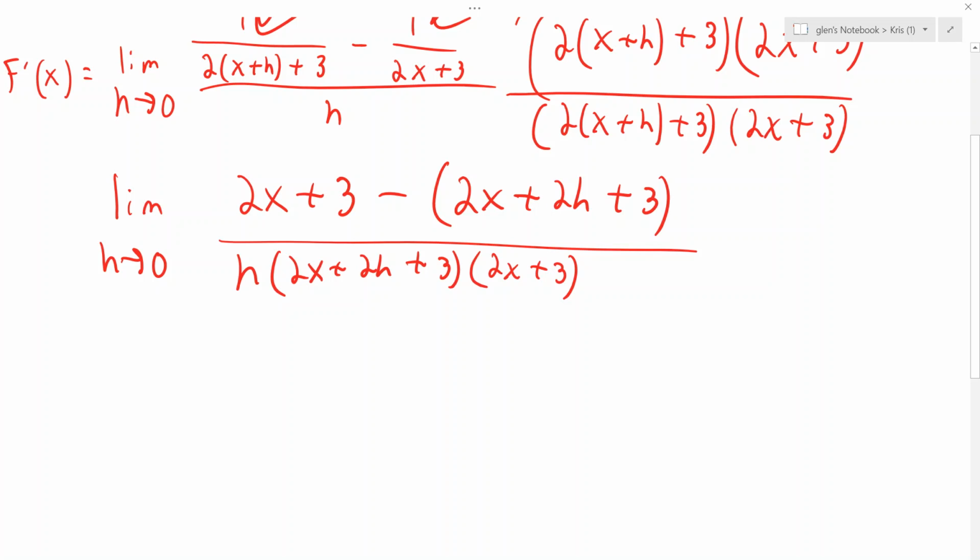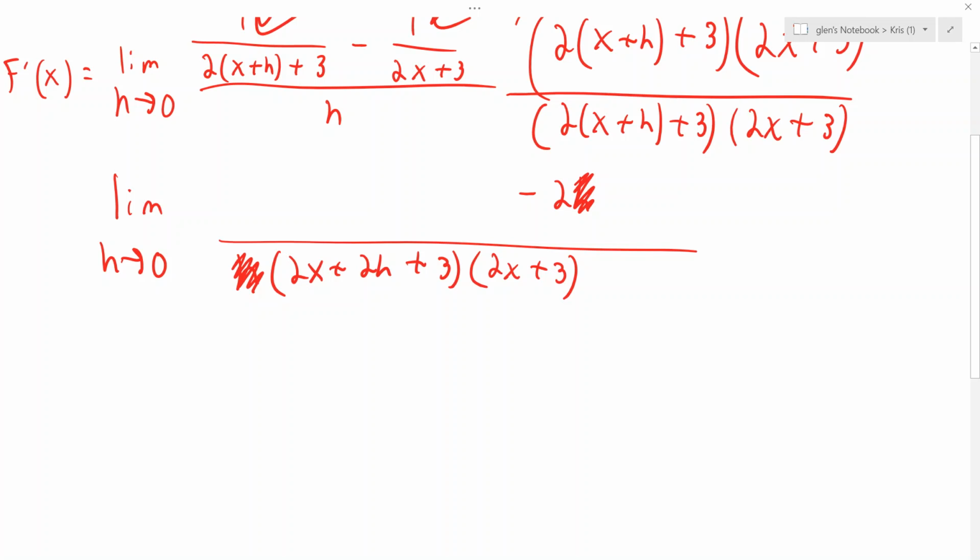The 2x minus 2x cancels, right? This negative is going to distribute in there, which really makes it look like this. Bam, bam. Okay? The 2x's cancel. 2x minus 2x goes away. The 3's cancel. 3 minus 3 goes away. The only thing left on top is a negative 2h, but we're also dividing by an h. And like I told you, h has to cancel out every single time. So this h is going to cancel out with this h.